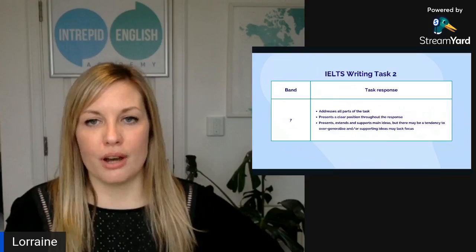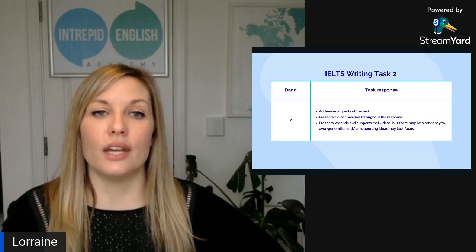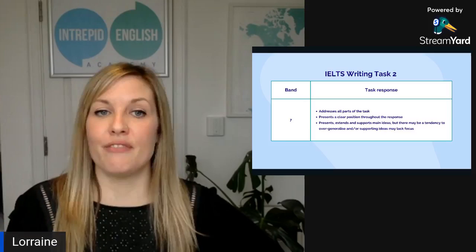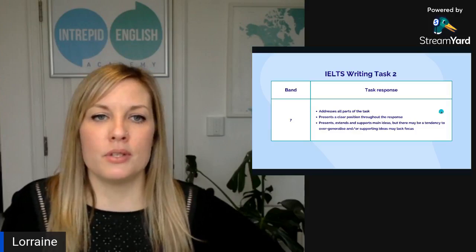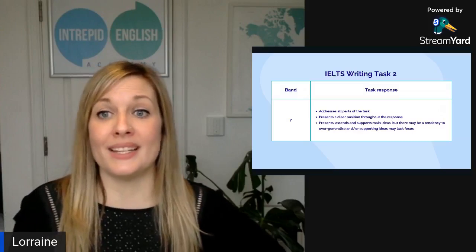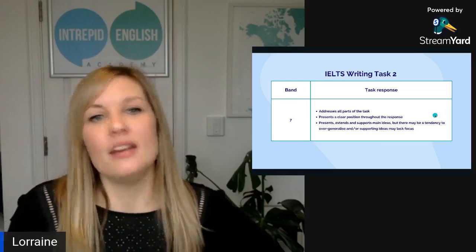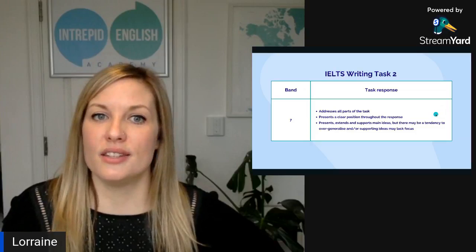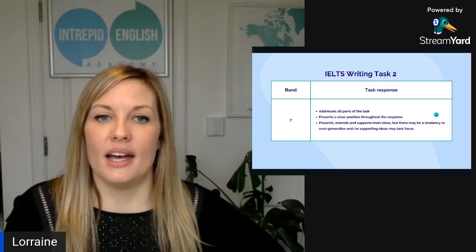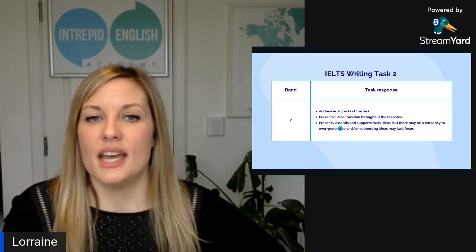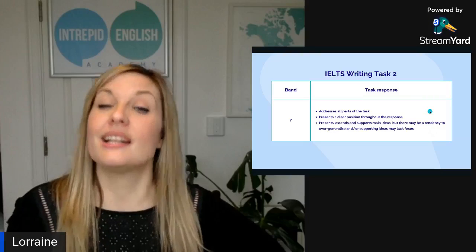So for many of you who are traveling to the UK to go to university, you will be looking at achieving a band 7, 7.5, hopefully 8 if you can. So here I'm looking at the marking criteria for band 7. This is the minimum you need to get. So you need to address all parts of the task, present a clear position throughout the response, and the candidate presents, extends and supports main ideas as clearly as possible.